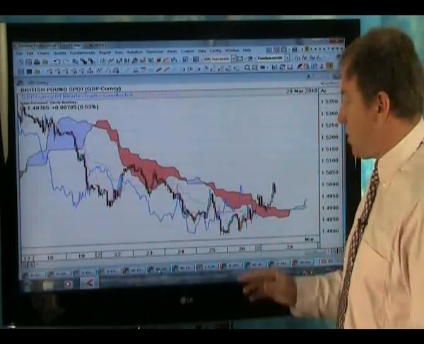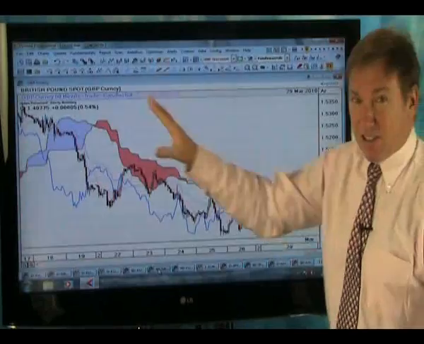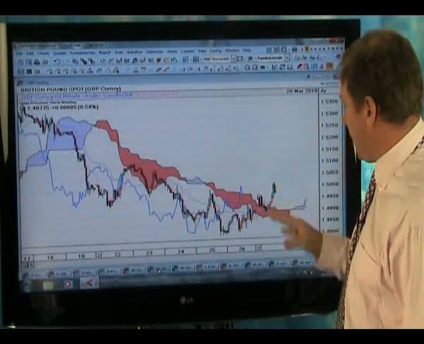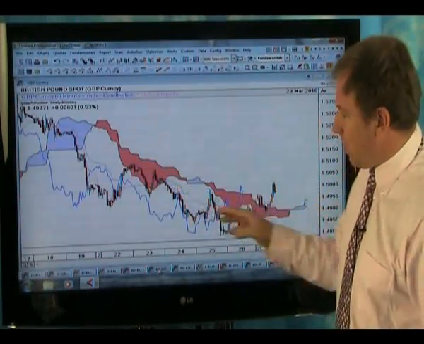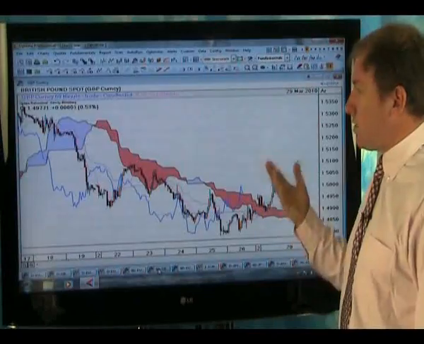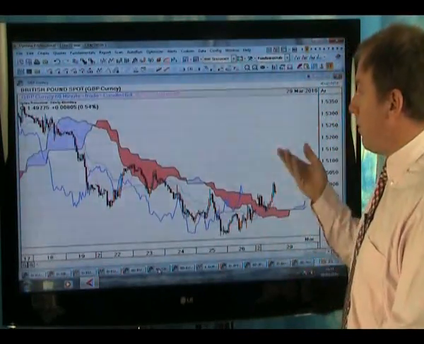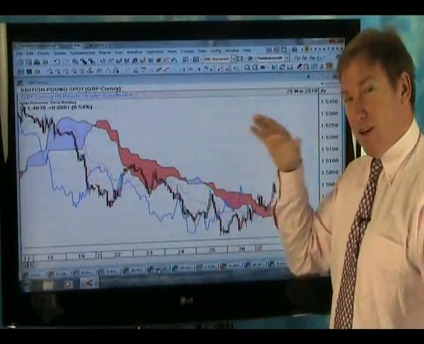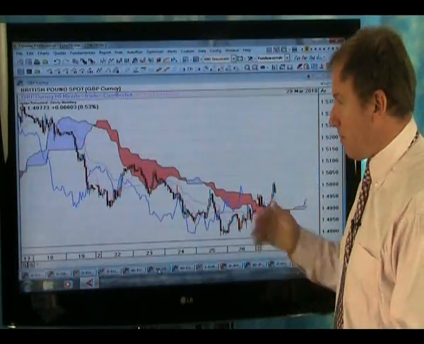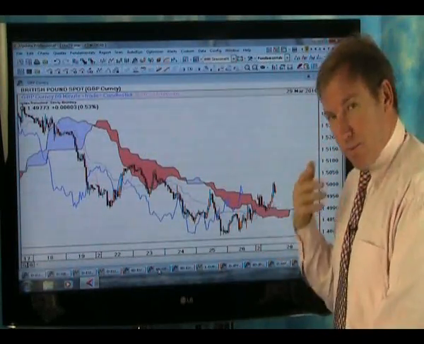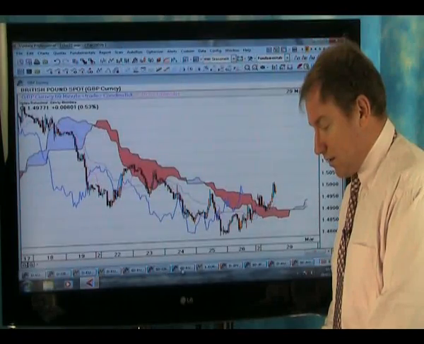And then if we look at sterling, we're just coming out of the cloud on the same basis against the dollar. We're just breaking out. So sterling is also starting to show some short term strength. It's probably oversold, and we might be pushing back to that 155, 157 mark. But obviously we've got the pressure of the daily cloud still acting on us.